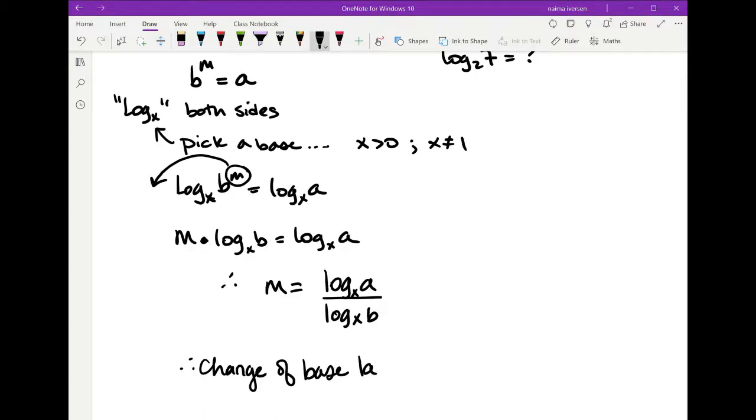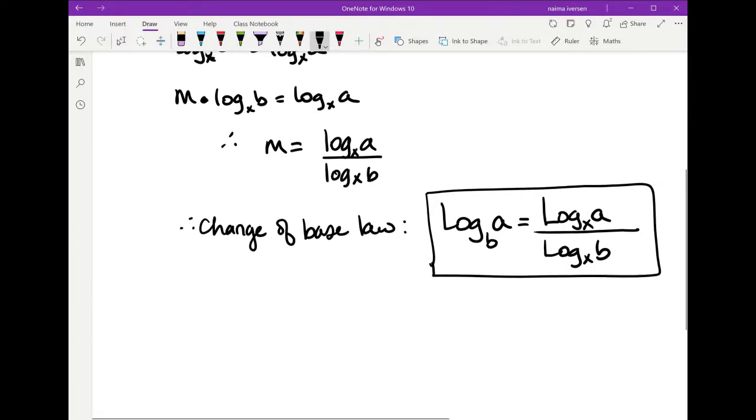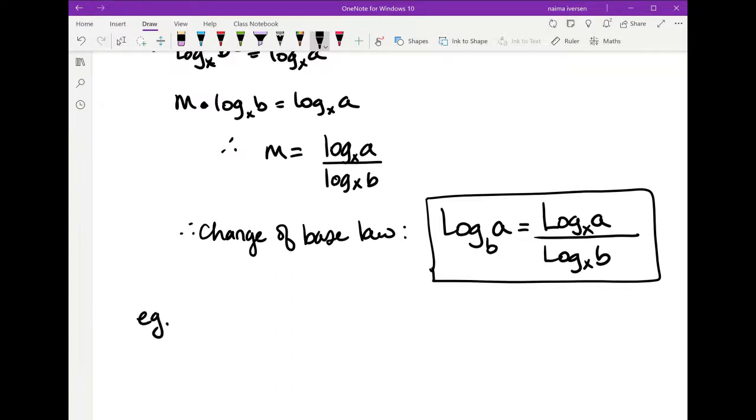Okay, so here's my change of base law. It says that if you have log base b, b on the bottom, b for bottom, log base b of a, you can change it to whatever base you want it to be on the top, and that same base of the value on the bottom. So this is a very useful thing if the base doesn't turn out to be what you want it to be.